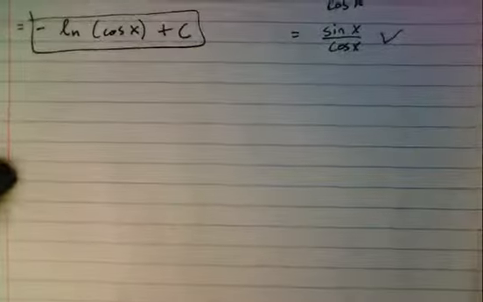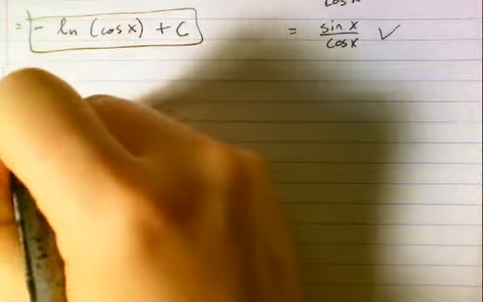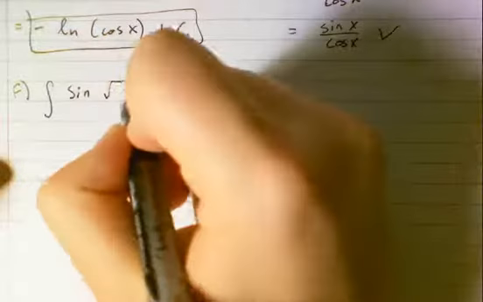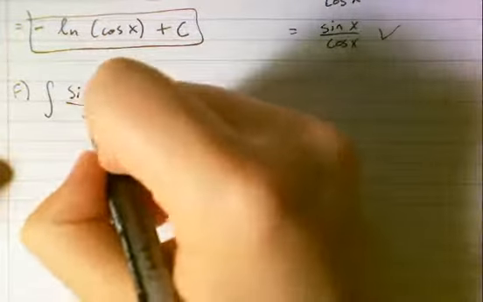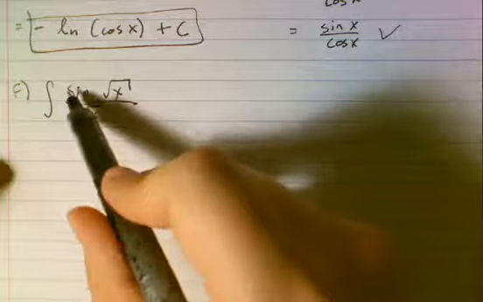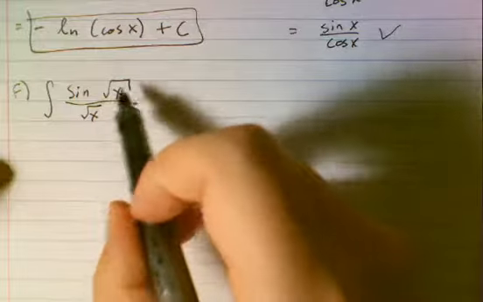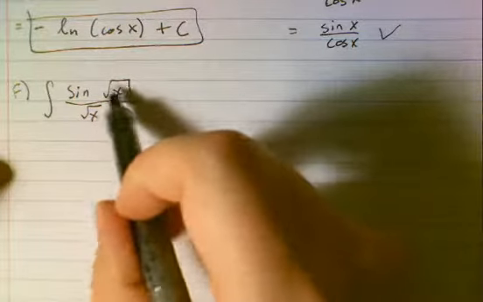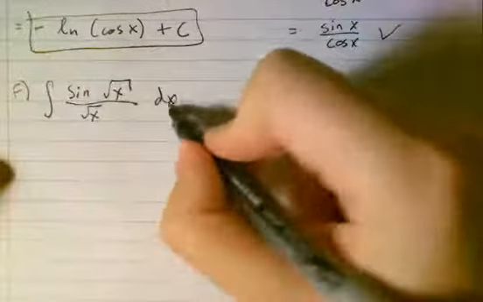Let's look now at one of the few instances where this is not the case. Let's say we have the antiderivative of sine of the square root of x over the square root of x. So if we let u be the square root of x here, that's not going to cancel out with that sine of the square root of x. And we can't just cancel out the square root of x because it's inside that sine.